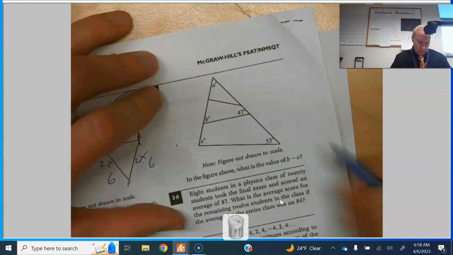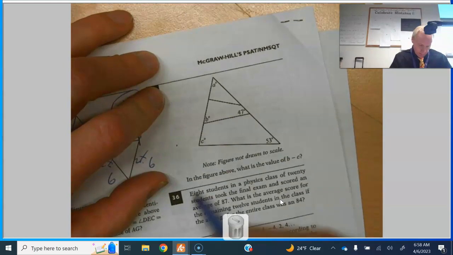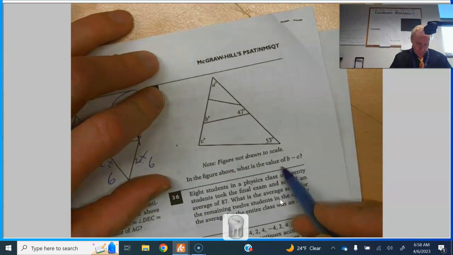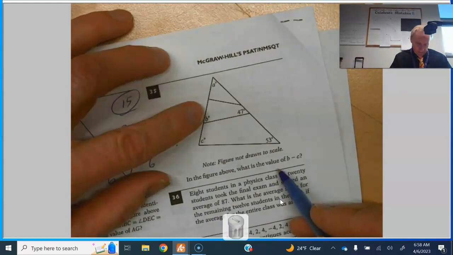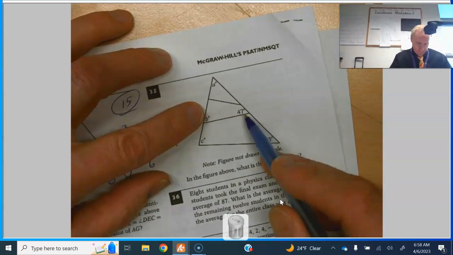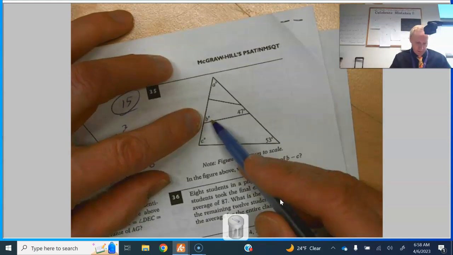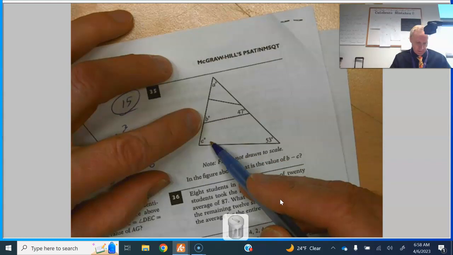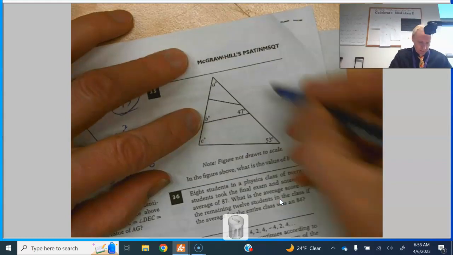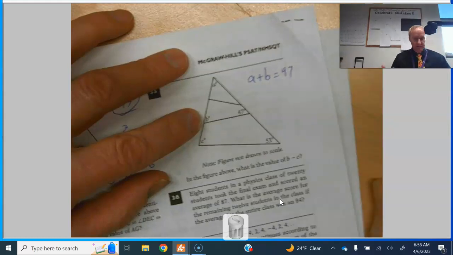35. Figure is not drawn to scale. In the figure above, what is the value of B minus C? 53, 47. Interesting. B minus C. Well, we know that A plus B equals 47. So that's something we know.